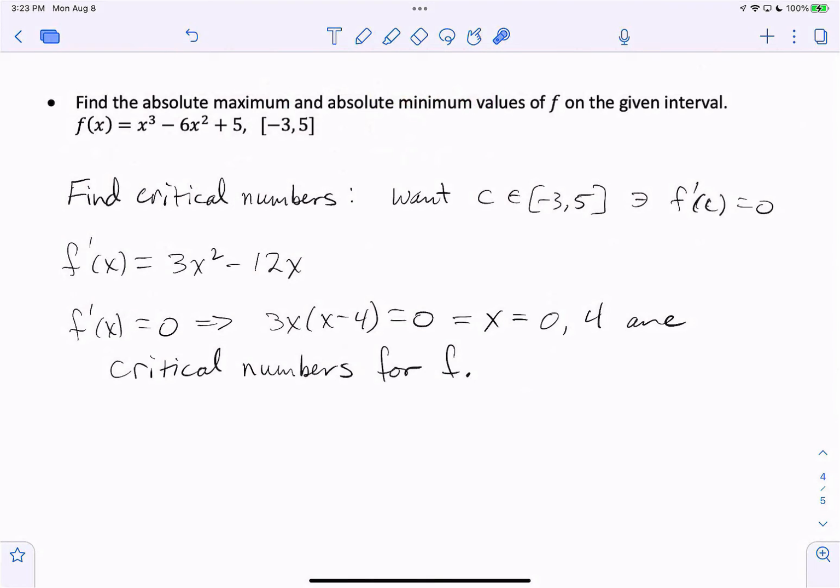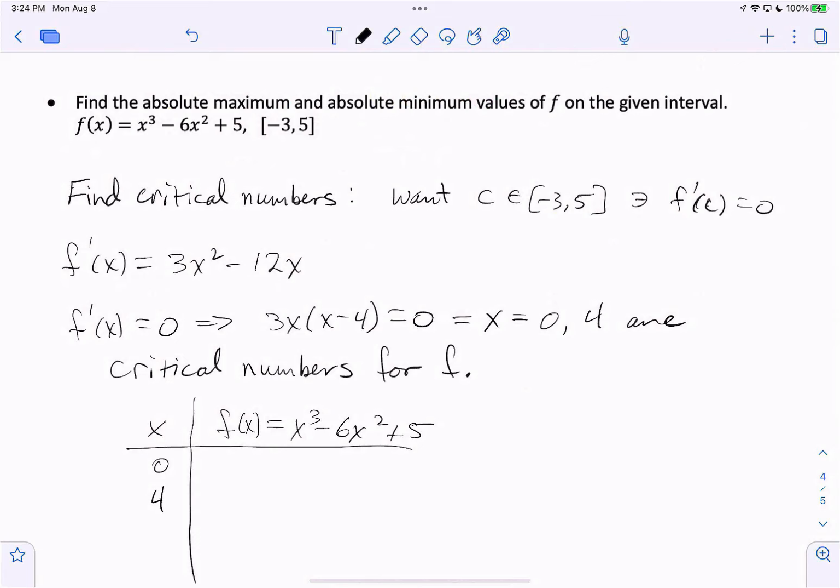Since our derivative is f prime of x equals 3x squared minus 12x, we have that x equals 0 and 4 are critical numbers for f, and they both happen to be in the interval from -3 to 5. Now I want to find function values. We're looking for an absolute maximum and absolute minimum for f on the interval. So I need to know what the function values are for 0 and 4. For 0, the function value is 5. That's pretty straightforward. And when x is 4, f is -27.